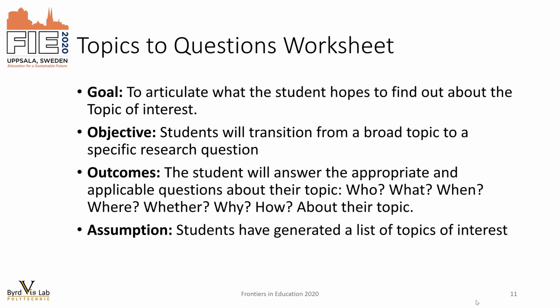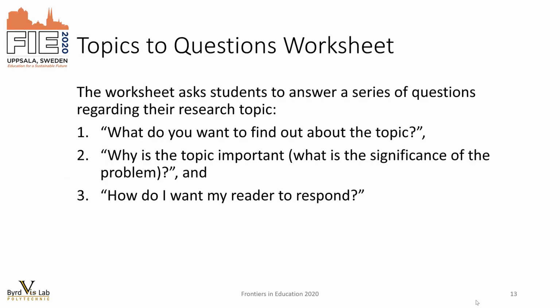The goal of the Topics to Questions worksheet is to articulate what the student hopes to find out about the topic of interest. The objective of the worksheet is that students will transition from a broad topic to a specific research question. The expected outcomes of the worksheet are that students will answer the appropriate and applicable questions about their topic. The assumption in completing the worksheet is that students have generated a list of topics of interest before completing the worksheet.